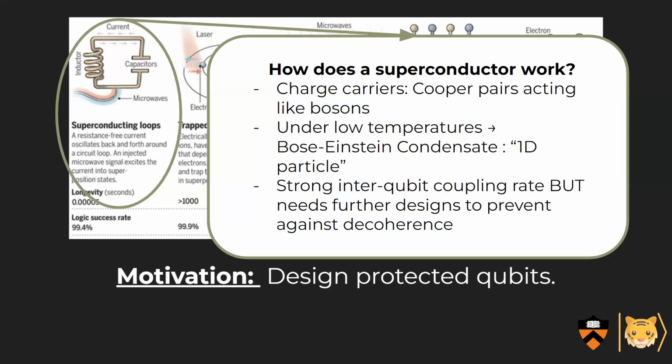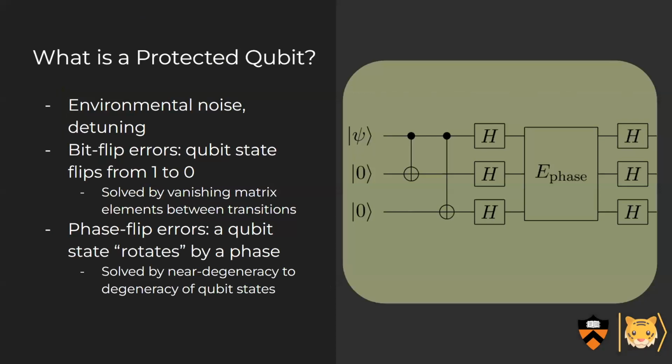But of course, it needs further design to prevent against decoherence. So our motivation today is going to be just designing protected qubits from superconducting systems. So what is a protected qubit? We already talked about it, but the main noises that we see from the environment, the main causes of error, really are bit flip and phase flip errors.